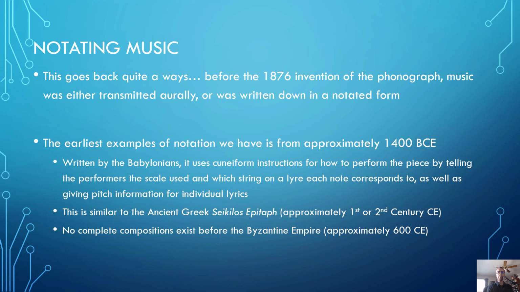We've got examples from ancient Babylonians, the Hurrian hymns, which use cuneiform instructions for how to perform the piece by telling the performers first the scale used and which string on a lyre each note corresponds to, as well as giving pitch information for individual syllables in the lyrics. This is really similar to the Seikilos epitaph from ancient Greece, which is approximately from the 1st or 2nd century of the Common Era. However, no complete compositions exist before the Byzantine Empire, approximately 600 CE.